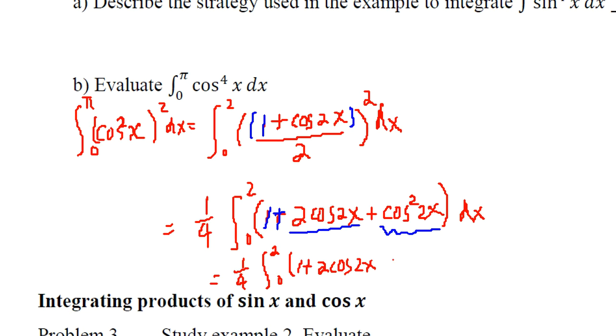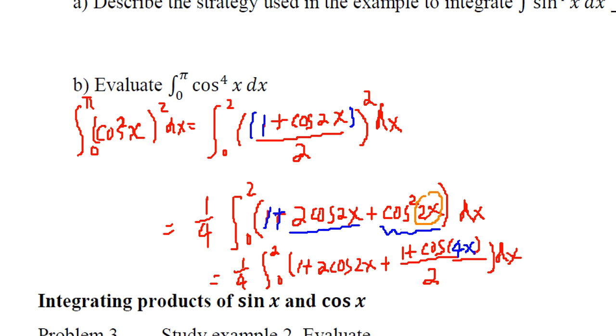I'm going to continue here. Apply the same formula one more time. So it becomes 1 plus cosine of twice this angle. Twice this angle becomes 4x. Okay, dx.